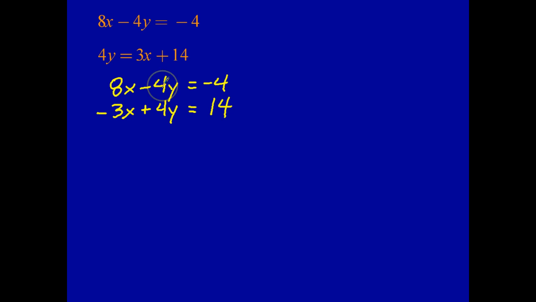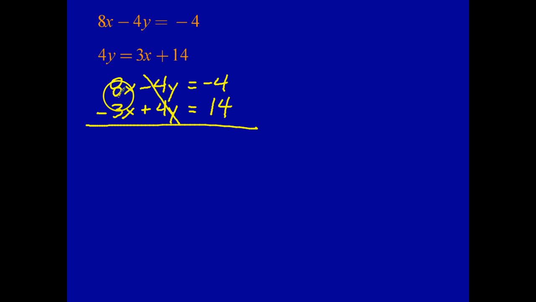Okay, and I have a negative 4y and a positive 4y, and when I add this, those will cancel each other out. You're looking for opposites. You're looking for additive inverses of variables. If I have negative 4y here, I'm going to need a positive 4y to get rid of it. Or if I have 8x here, I'm going to need a negative 8x over here. Well, in this case, the y's cancel each other out.